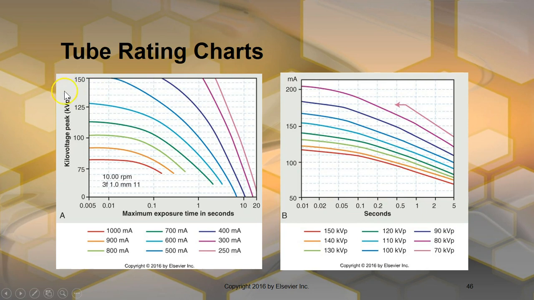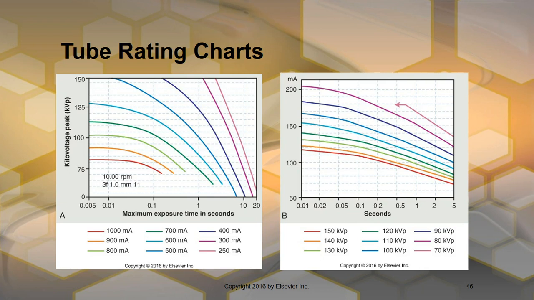So if you make a line and then bring your y down, and then the x is across. So kV and then there. This one is only for MA and seconds, okay? That's the two differences on these. And so with the milliamperage as the Y, the exposure time is the X, and the kilovoltage peak lines are the curves on the graph.